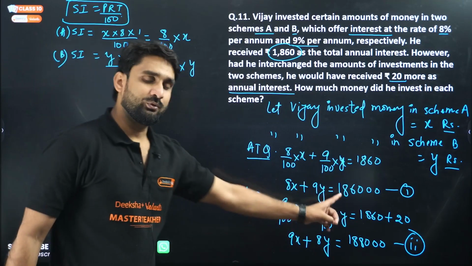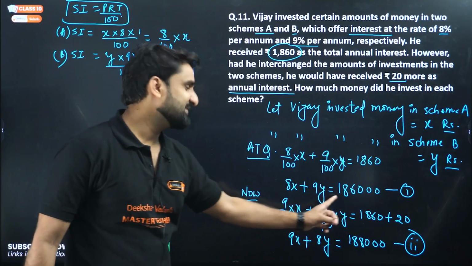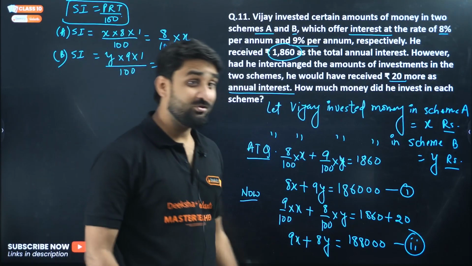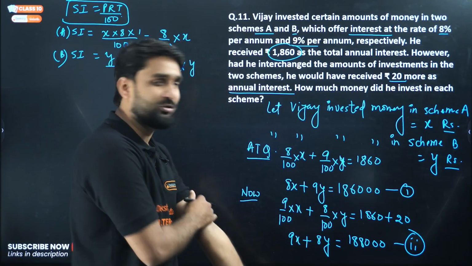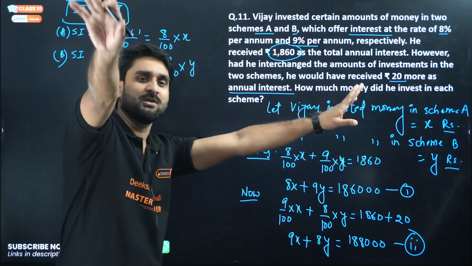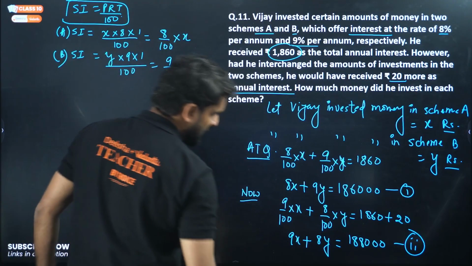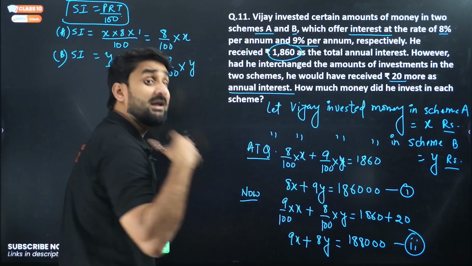Oh, so you have two linear equations in two variables, 8x plus 9y equals 186000. Sir, this is very scary. Oh my god. No need to scare. Bye buddy, no need to worry about this question. You all can solve this question. Let me show you a trick. Now what we can do here, we can solve this equation by elimination method.